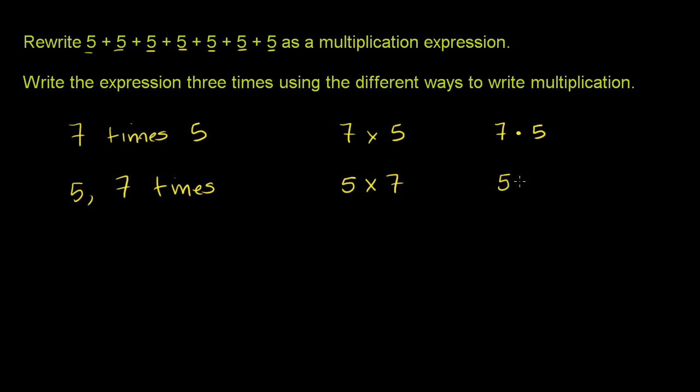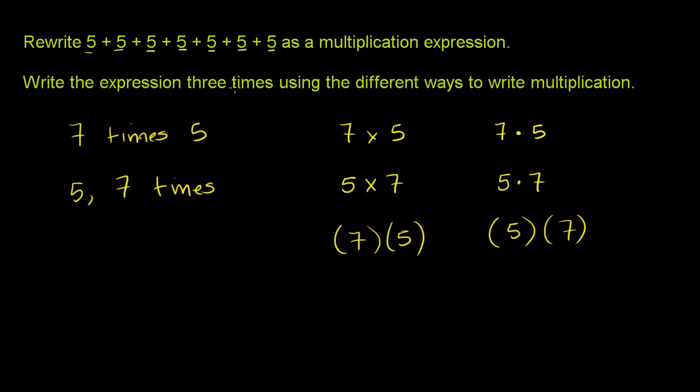This is also equivalent, 5 times 7. Same thing. You could write them in parentheses. You could write it like this. This all means the same thing. That's 7 times 5, and so is this. These all evaluate to the same thing, 5 times 7. So these are all equivalent.